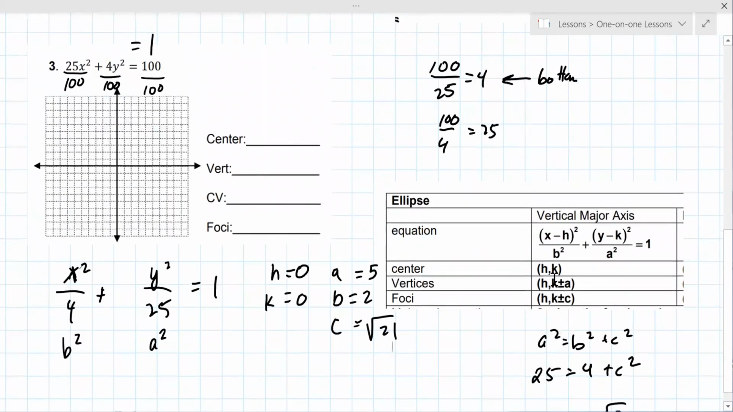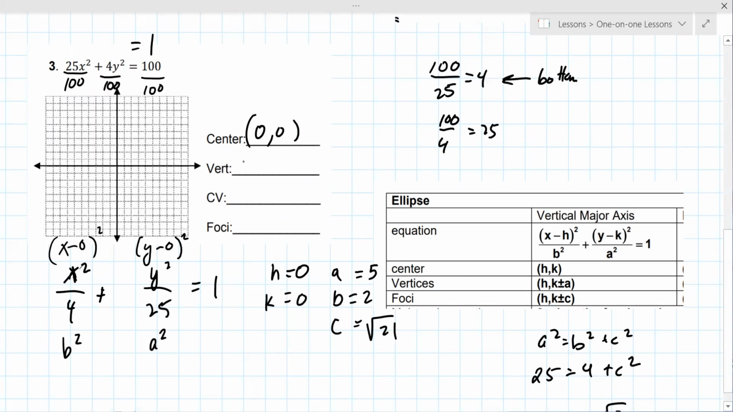Okay, so once you have those, you just use the equations again. The center is HK, so that's 0, 0. I don't understand how you get H and K. Well, what is being subtracted from X over here? Nothing. Like if it was X minus 0 squared, it simplifies to this, and this is Y minus 0 squared, so it simplifies to that. You'll see that in the next one that we do, number 5, because it has things subtracting from it. But when there's nothing subtracted, that's what it is.